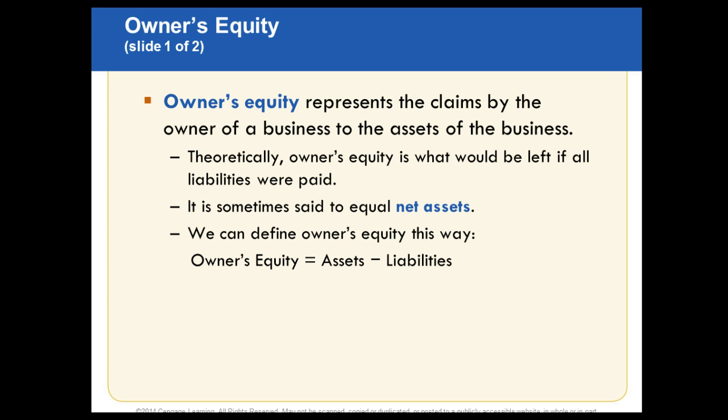But we can look at it like this. You know that accounting equation we showed, assets equal liabilities plus owner's equity? Here we're just taking this accounting equation and changing it. Owner's equity is equal to assets minus our liabilities. Make sense?